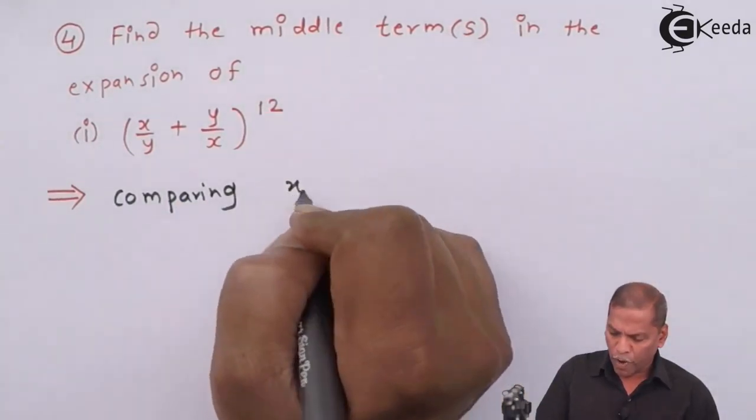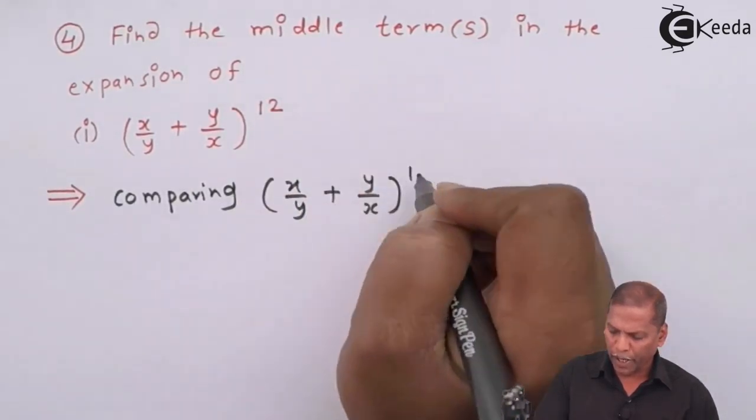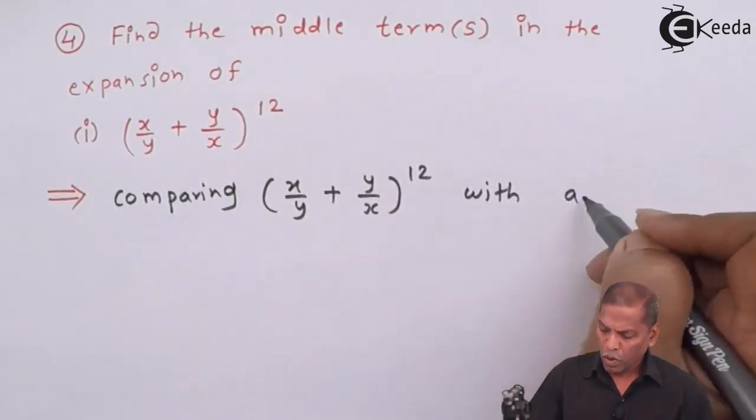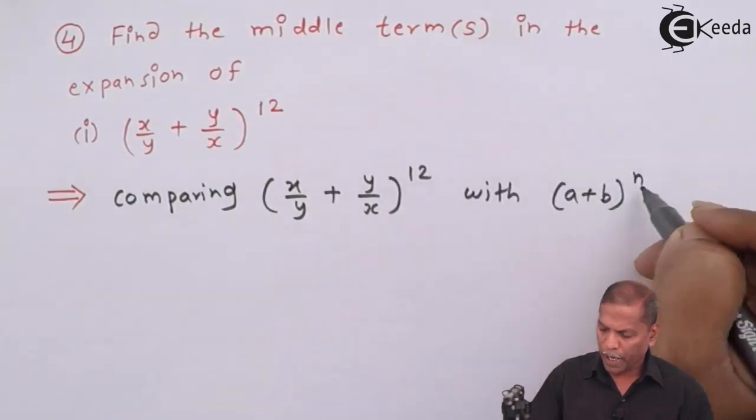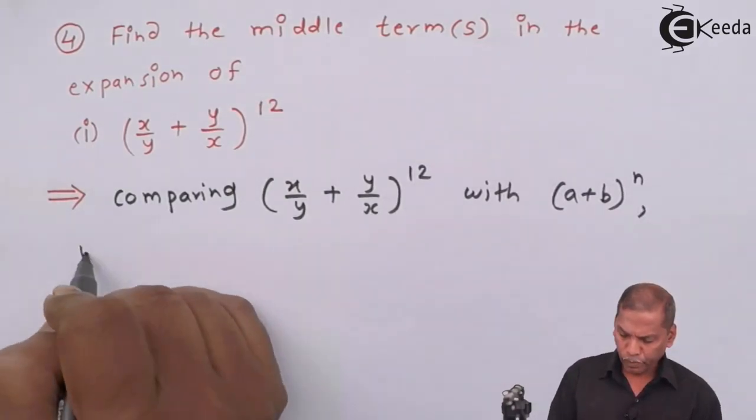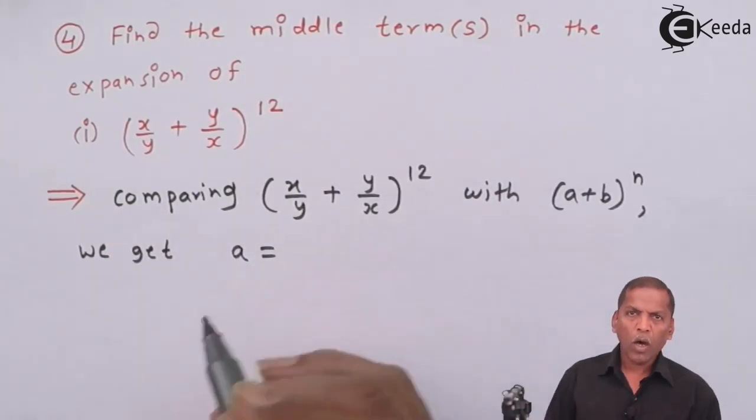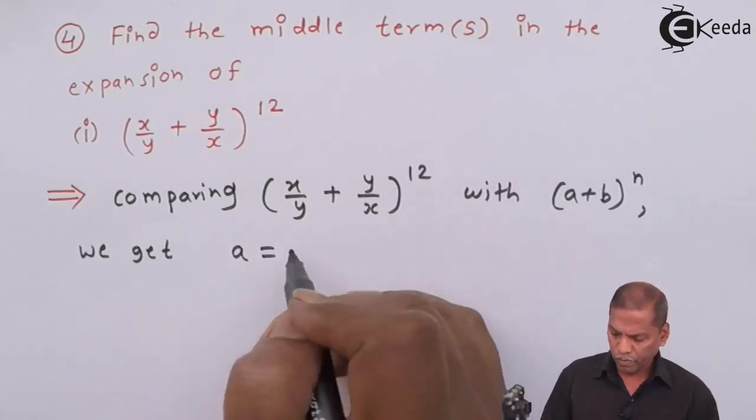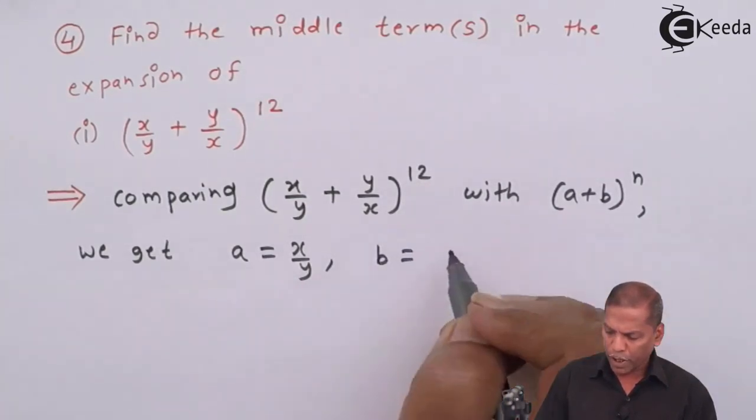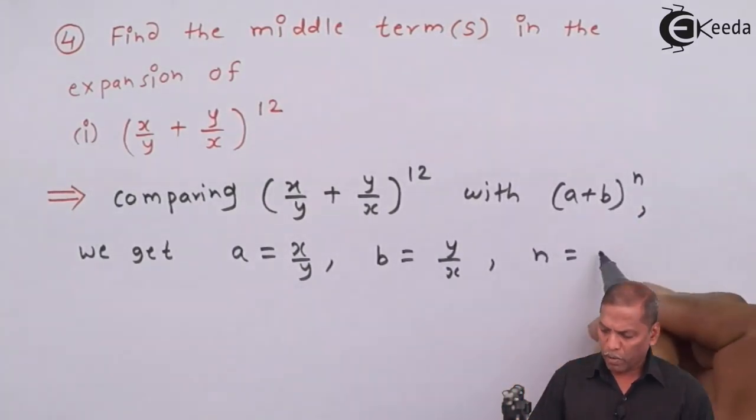Comparing (x upon y plus y upon x) whole bracket raised 12 with (a plus b) whole bracket raised n, we get a equal to x upon y, comma, b equal to y upon x, comma, n equal to 12.